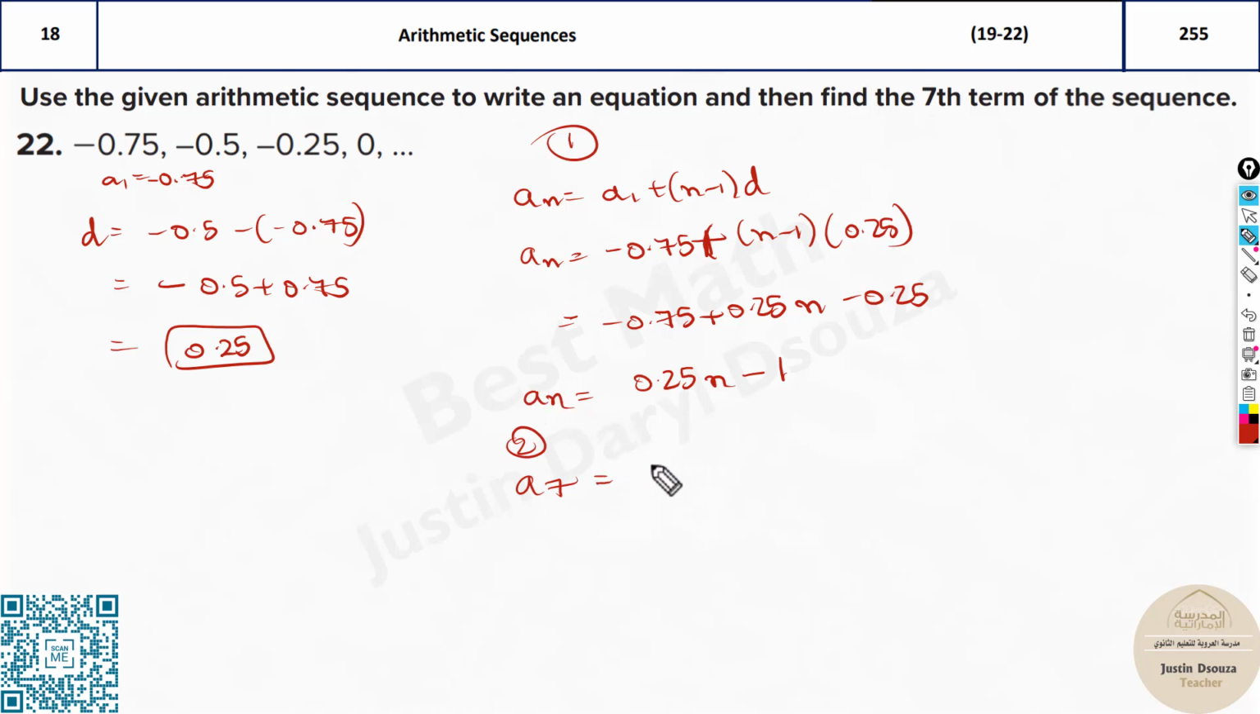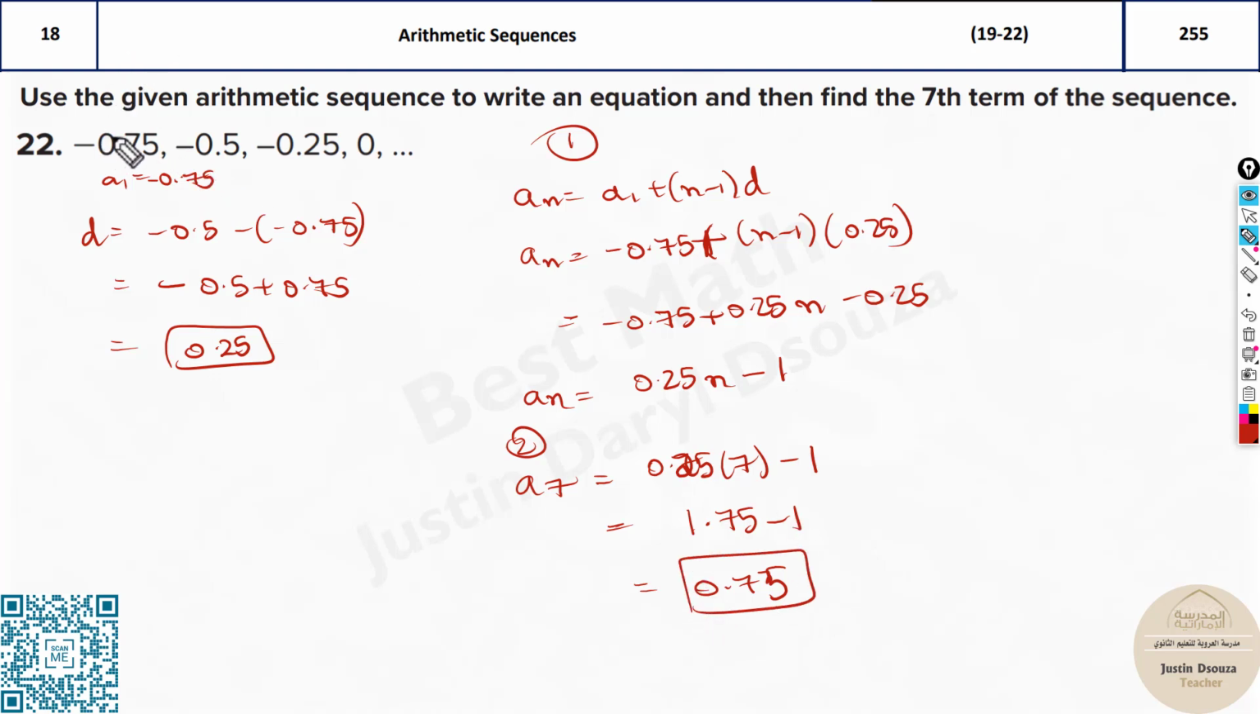And for the seventh term, this is the second part of the question, all you do is substitute the 7 here, 0.25 times 7 minus 1. This is a quarter less than 2, that will be 1.75 minus 1, so it's 0.75. That's the answer. That will be the seventh term.